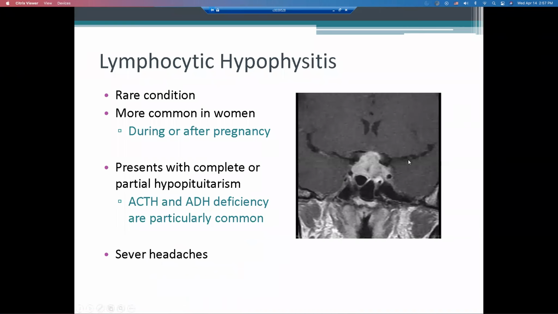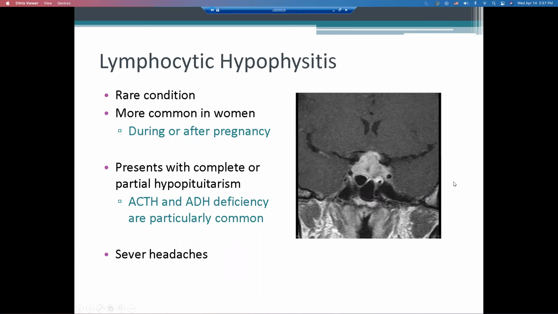Lymphocytic hypophysitis, it's an inflammatory process that affects the pituitary in a selective fashion. We have many inflammatory disorders in the endocrine world. For example, inflammation of the thyroid, you know about Graves' disease, you know about Hashimoto. Inflammation of the ovaries, for example, it can cause premature ovarian failure. And we have also inflammation of the pituitary itself.